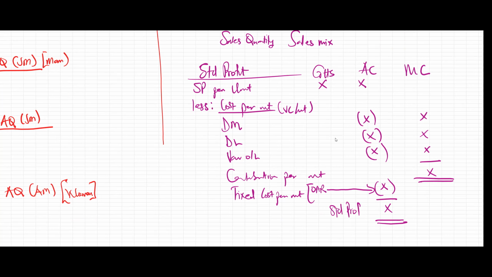But if it's marginal costing, when we take our selling price, we only less the variable cost to get the standard contribution, which is like the standard profit, which is the contribution per unit. Are we okay? So always have this in mind. When it comes to absorption costing, use the total profit per unit. When it comes to marginal costing, use the contribution per unit.